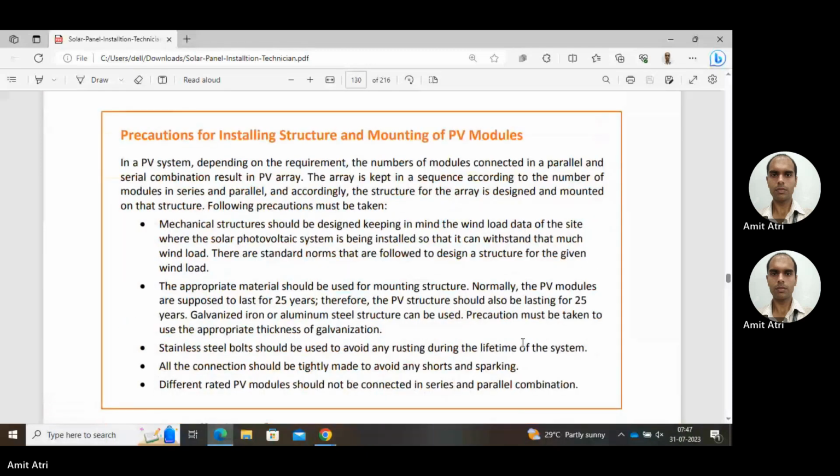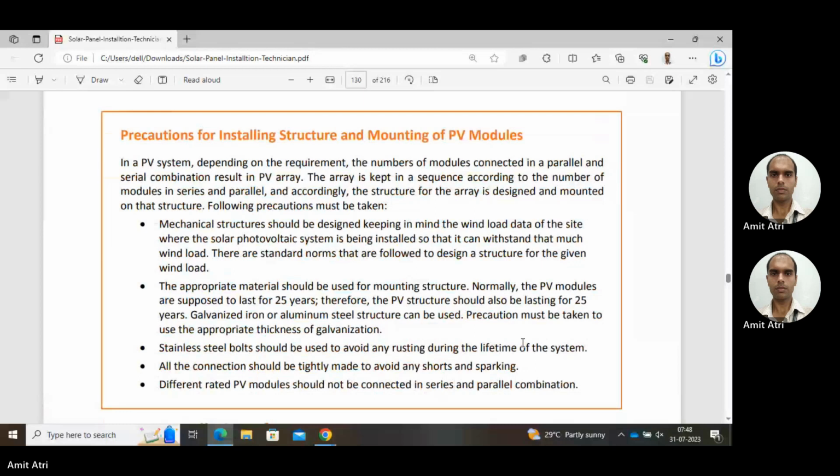Now, precautions for installing structure and mounting of PV modules. In a PV system, depending on the requirement, the number of modules are connected in parallel and series combination. Only then can we get the required voltage and current. So the array is kept in a sequence according to the number of modules in series and parallel, and accordingly the structure for the array is designed and mounted. We have to design the structure as per the series and parallel combination required for the specified power level.